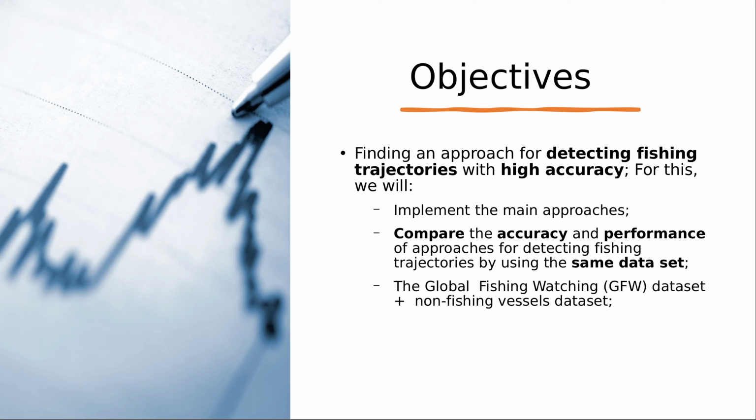We use the Global Fishing Watch dataset combined with a non-fishing vessel dataset. We chose this solution because we want to have well-distinct kinds of trajectories. Sometimes on the vessel, the crew forgets to change the status of the AIS equipment. Then we have a wrong label in the data.